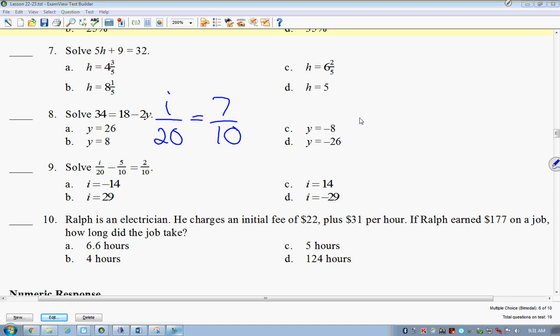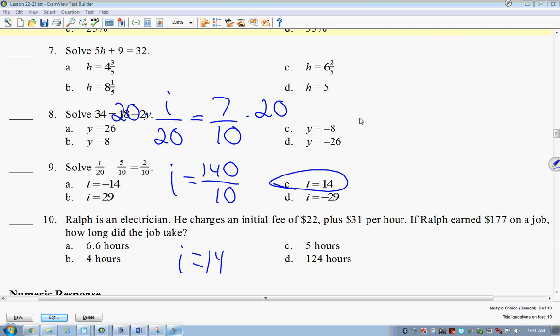No, we're not. Since it's divided by 20, look, this is i divided by 20. How do I undo division? Guys, we're not making this too complicated. i equals, what's 7 times 20? 140, right? 140 divided by 10. i equals 14. Okay? You're still just doing the inverse operations.